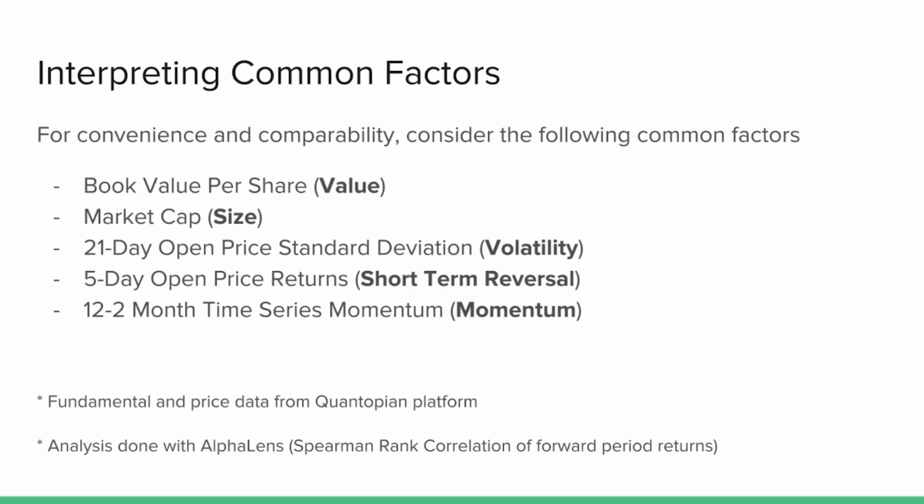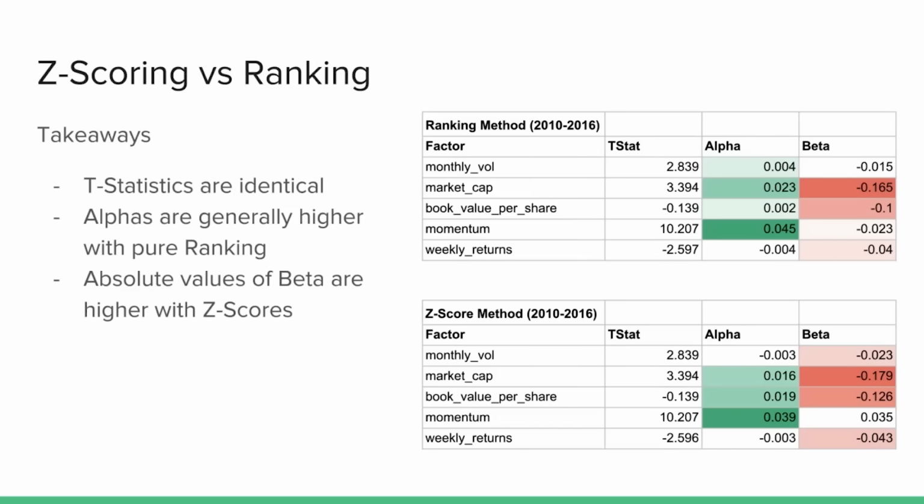And to note, all this comes from Quantopian, and analysis is generally done through Alphalens, which uses the Spearman rank correlation of forward returns as the standard to regress to. So here I decided to rank and z-score these 5 common factors between the time period of 2010 to 2016. And I picked out 3 particular data points that I find most useful: the T statistic, the alpha, and the beta.